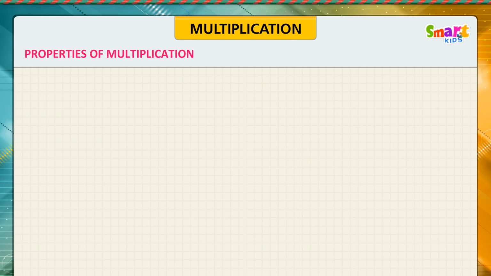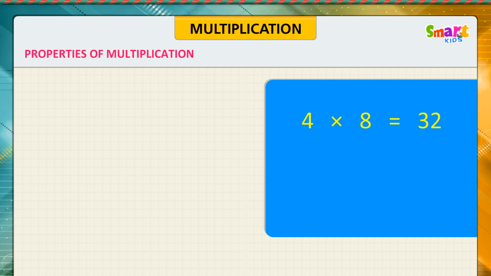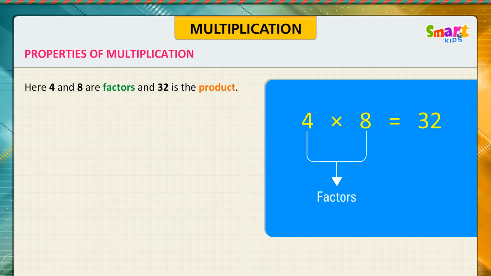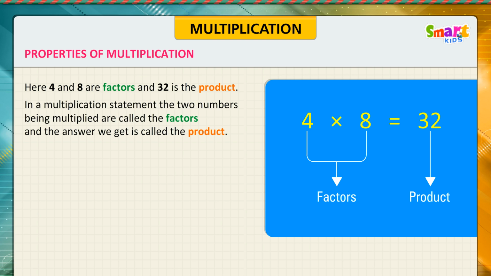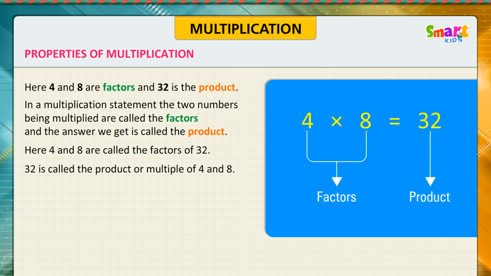Properties of multiplication. Let us know the properties of multiplication. We know that 4 into 8 is equal to 32. Here, 4 and 8 are factors, and 32 is the product. In a multiplication statement, the two numbers being multiplied are called the factors, and the answer we get is called the product. Here, 4 and 8 are called the factors of 32. 32 is called the product or multiple of 4 and 8.